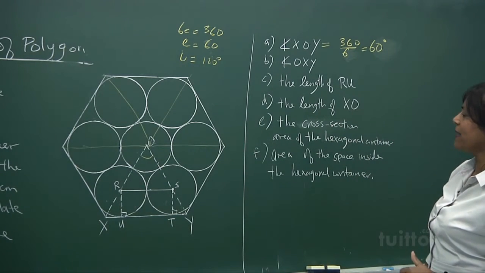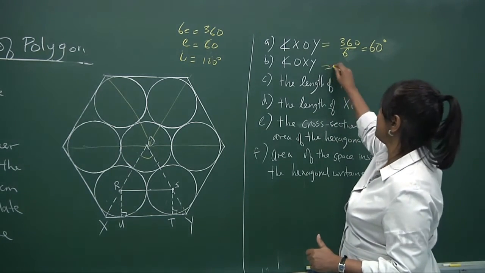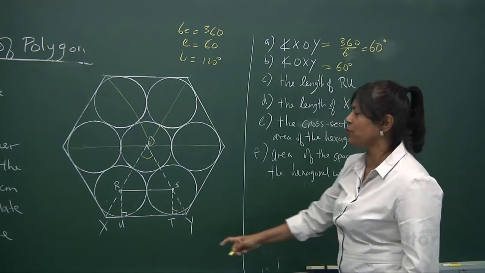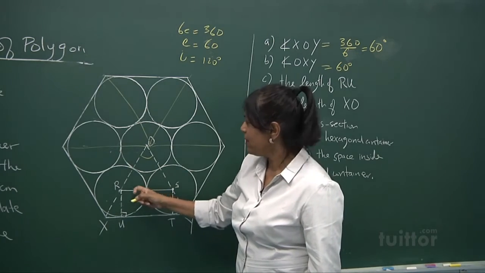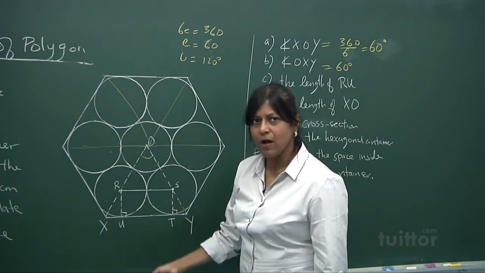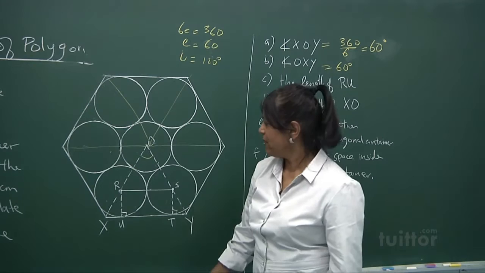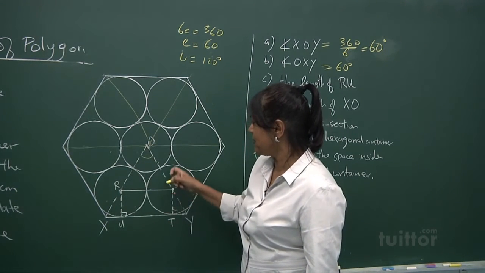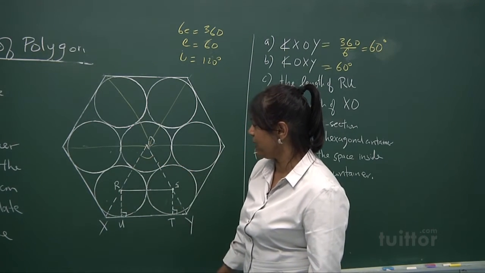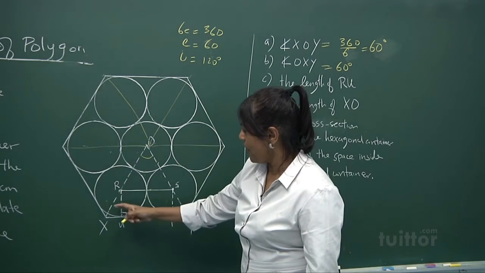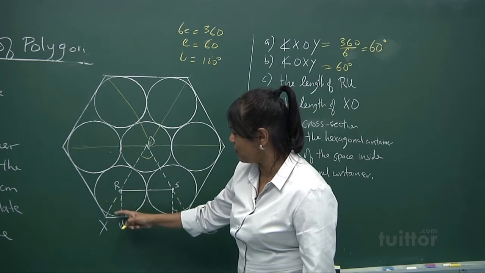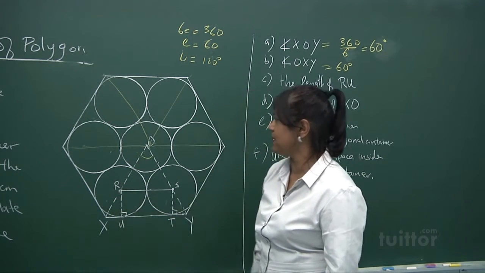All right, alternative method. How about OXY? OXY is also 60 degrees, as I've shown you. Why? Because these 2 triangles are congruent. All right, they're all congruent of this regular polygon. Okay, all this is radius, so they become equal in length. Look at that. Okay, they're congruent. And you can see 120 divided by 2, you get 60.